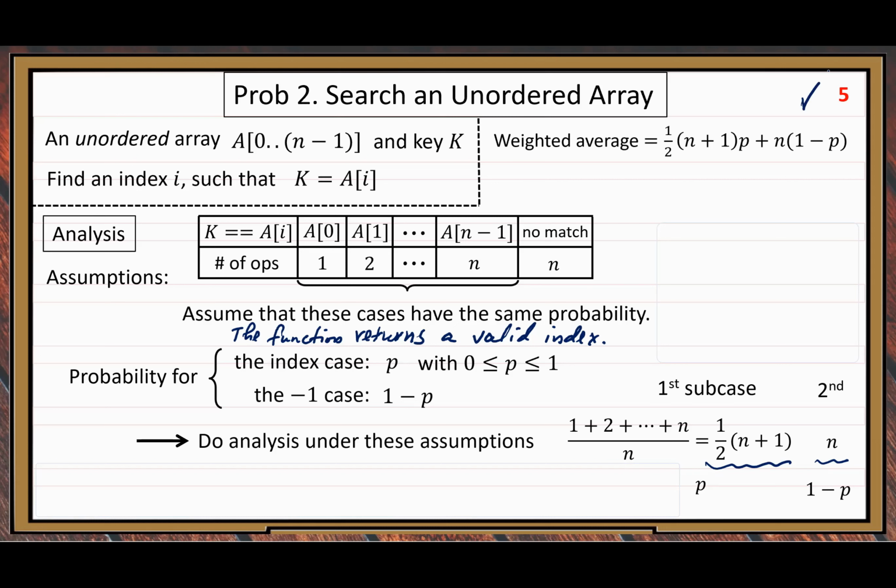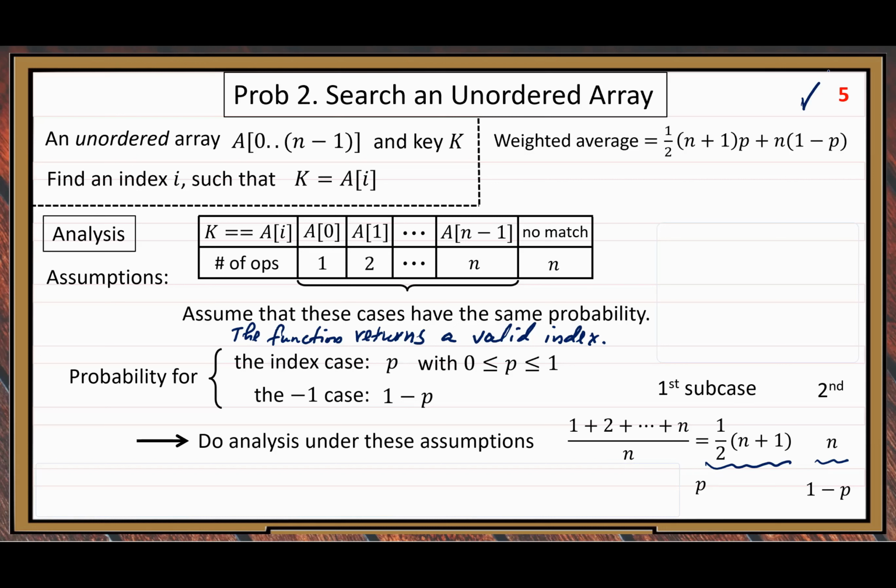The average of the first subcase, 1/2 times n plus 1, multiplied by its corresponding weight P, the probability, plus the second subcase average, just n, multiplied by its corresponding weight, 1 minus P. So this time we get a weighted average. That's the best one. So this is the best way to measure the average case efficiency.